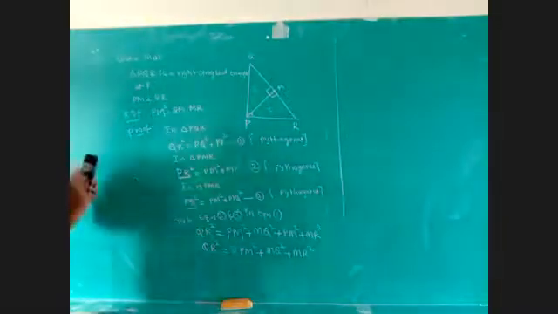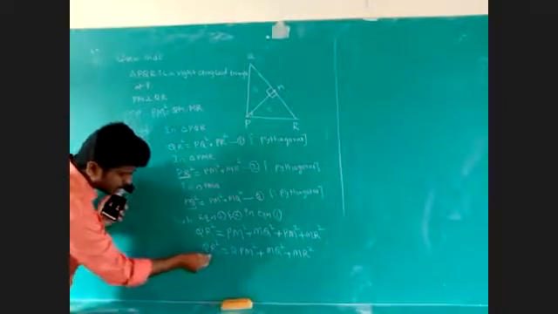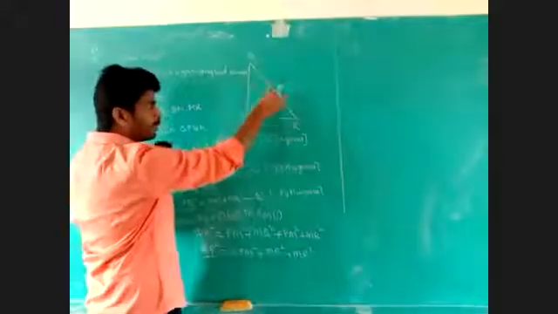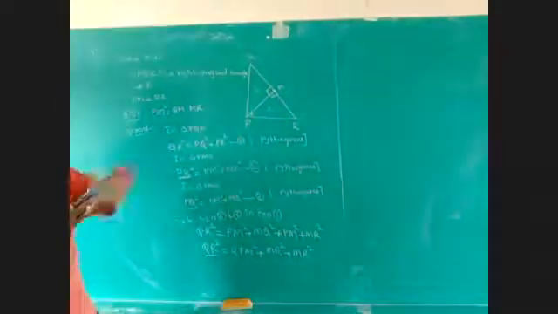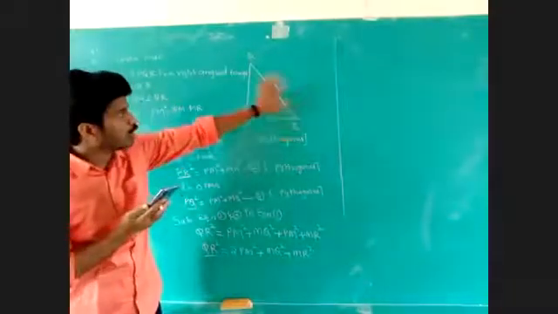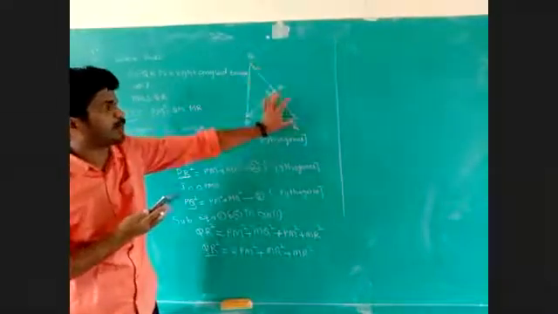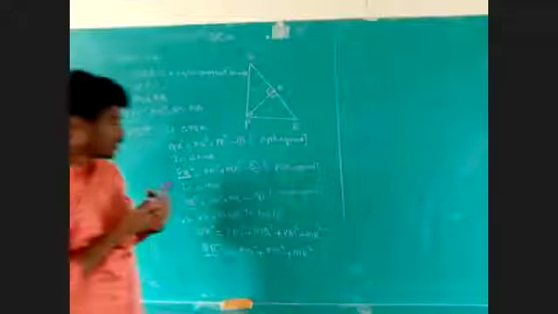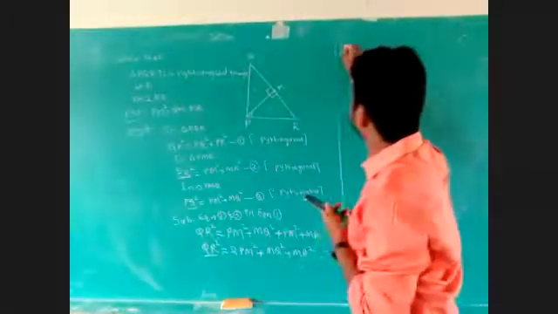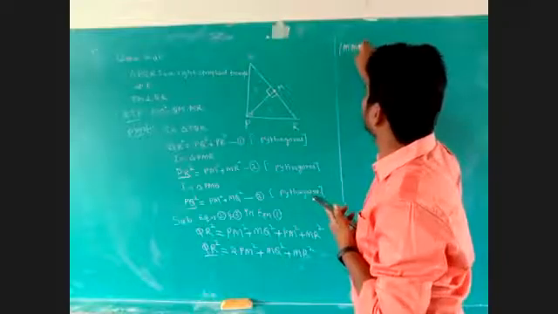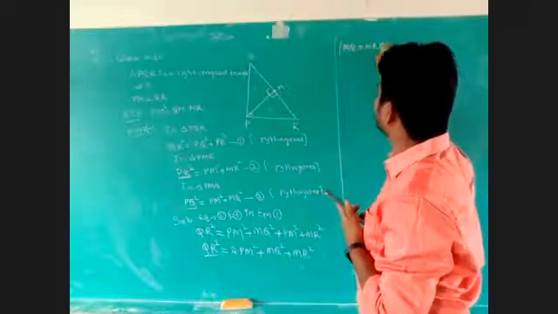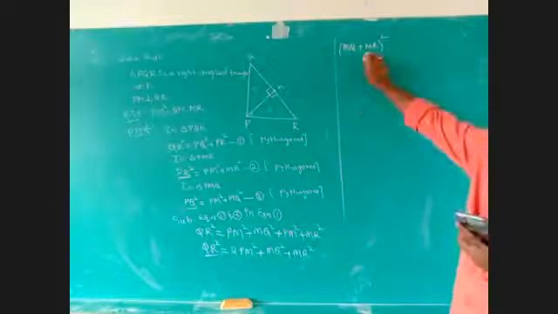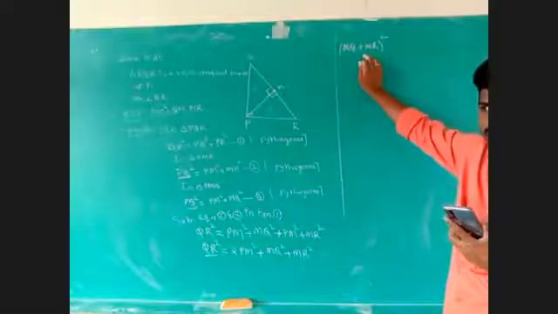Next step, this next step is very, very important. This QR, the total side QR, can be written as QM plus MR, or MQ plus MR. In place of QR, we write (MQ plus MR) whole square. Is it clear, this step?